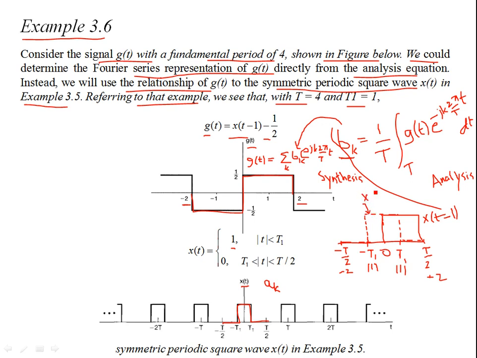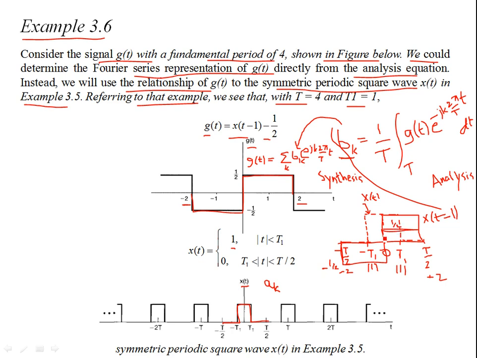Okay. Now, if I'm going to subtract half from this signal x(t-1), then it will take the form like this. This will become like this, and then there will be a half subtraction. So over this time period, the amplitude will be minus half, so minus half and plus half, like this.